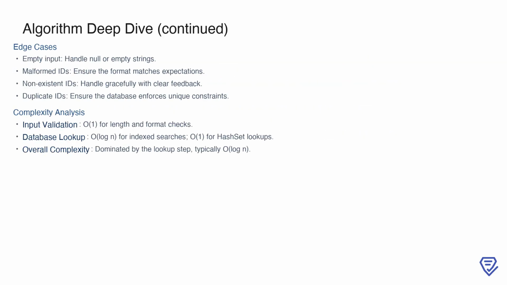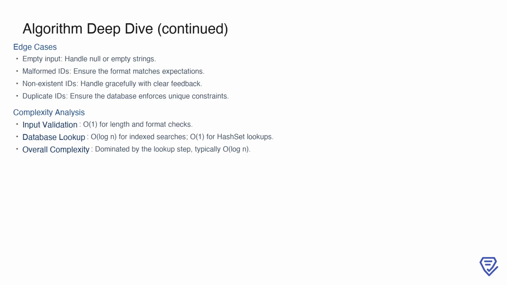To make the algorithm comprehensive, it's essential to account for edge cases. For example, the system should handle empty inputs gracefully, ensuring that null or empty strings don't lead to unexpected behavior. Malformed IDs should be caught during input validation to confirm they meet the required format. For non-existent IDs, the system should respond with clear and constructive feedback, guiding users to provide the correct input. Additionally, the database should enforce unique constraints to avoid issues with duplicate IDs.